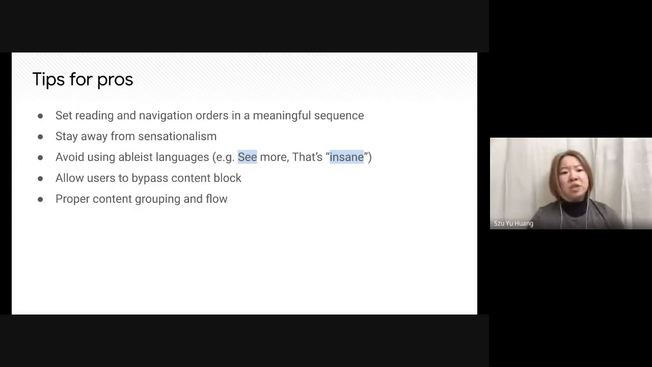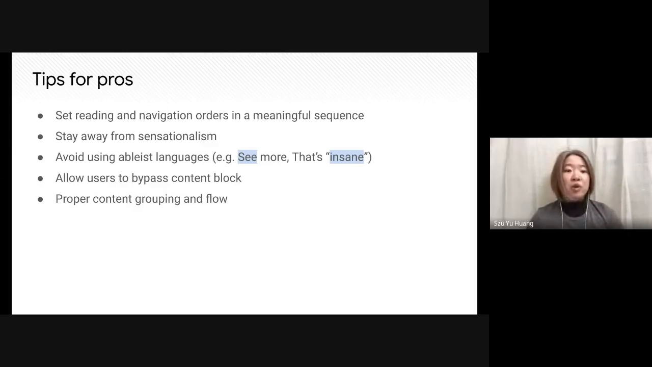And stay away from sensational phrases. For example, sometimes people will write headlines such as, "Drink red wine will kill the cancer." This kind of statement will actually trigger panic or anxiety for people with cognitive disabilities.